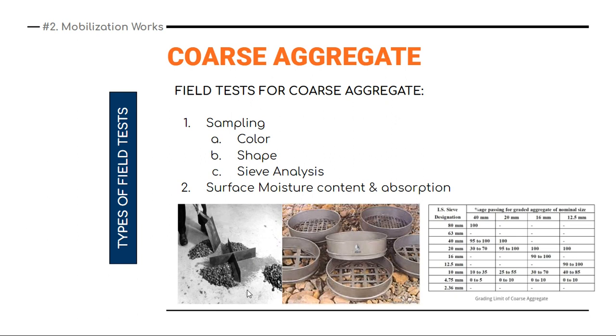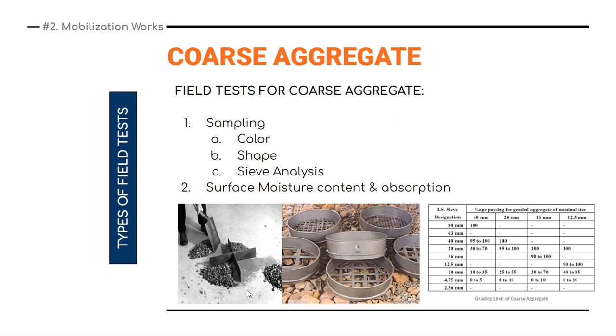Then the next part is the surface moisture content and absorption. Basically, the pan fry method is used. What is done is, in a pan, or you can also put it inside your oven, you can just fry it or heat it so that all the moisture content is gone. Before that, you need to weigh that sample.